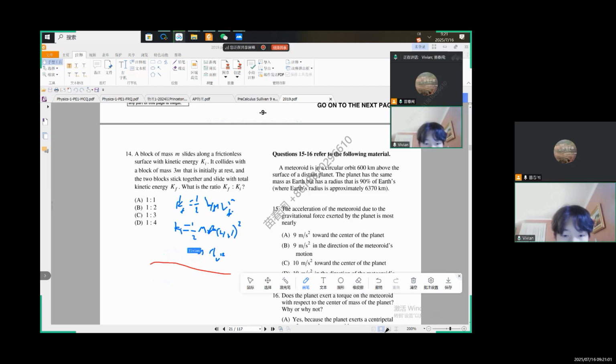Wait, there's a 1/2. You mean 16, which means 8, right? Yeah. Okay. So 8m v prime squared. Yeah. This one 4. Wait, no, it's 2v prime squared. Yeah. That's the final over initial, 1/4, so it's D.